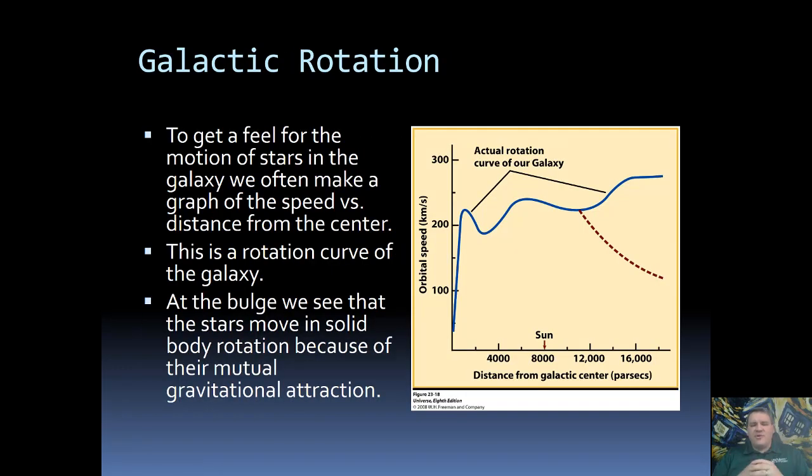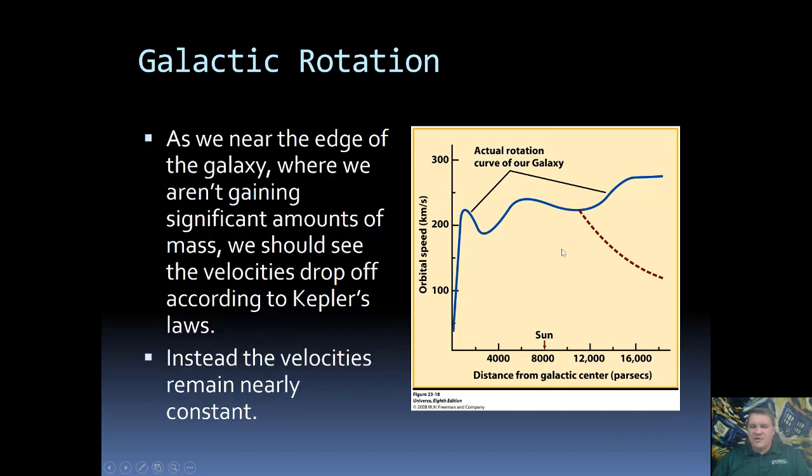So, to get a feel for the motion of stars, we create what are known as rotation curves. That's what we see here. Up and down, we have how fast the stars are moving, and along the bottom, we have the distance from the center. Right here, we have the very, very center of our galaxy. This sudden ramp up in speed is the central bulge. There are so many stars all packed in close together that we get a huge ramp up in speed as we move out just a little bit, because we're including so much more mass.